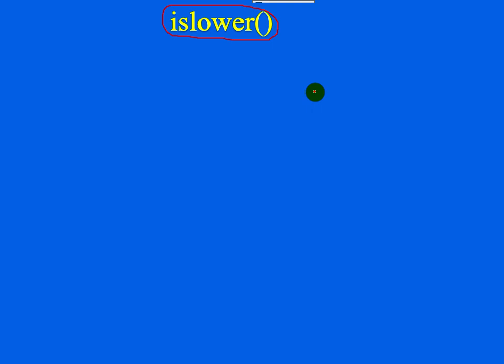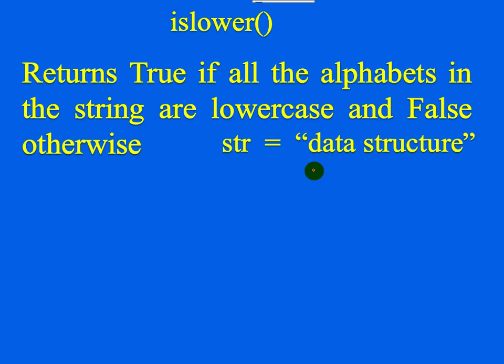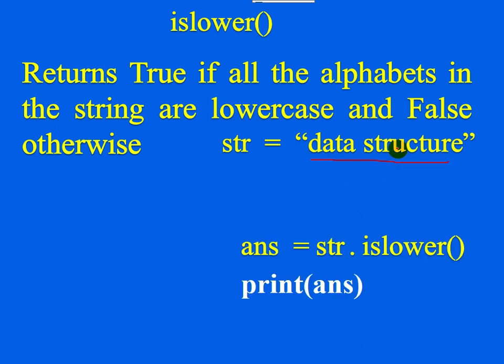Now the next important built-in function is islower. In a string, alphabets are there, and if all the alphabets are lowercase, the function returns true, otherwise the function returns false. Okay, please make a special note of this one, it's important. If I write str equal to data structure, and if I write str dot islower, what answer does the function return? The function returns the answer true, and the reason is even though a space character is there, the meaning of this function is all the alphabets present in the string should be lowercase.